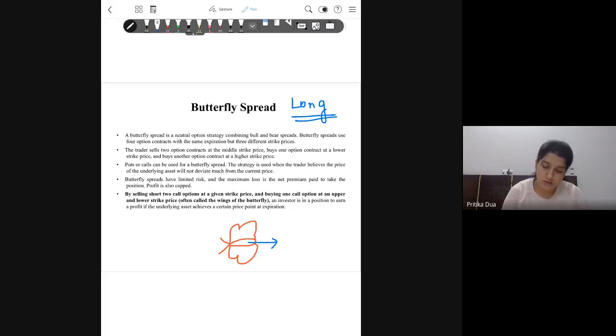Okay, so what we do is, instead of long, I'll name it as a call butterfly. Sorry. Yeah, so call butterfly strategy. So we are selling two call option contracts at the middle strike price. Okay, the body part represents the middle strike price.